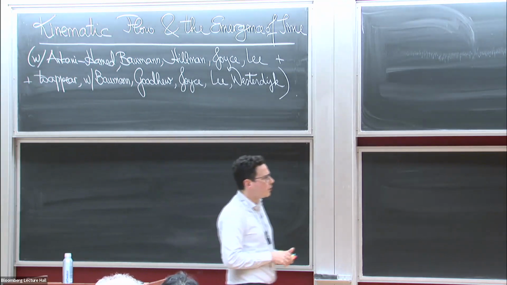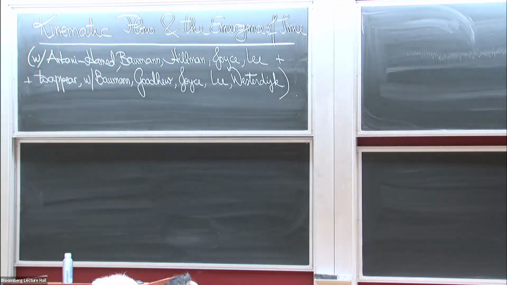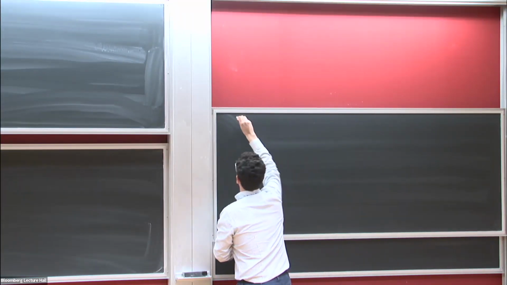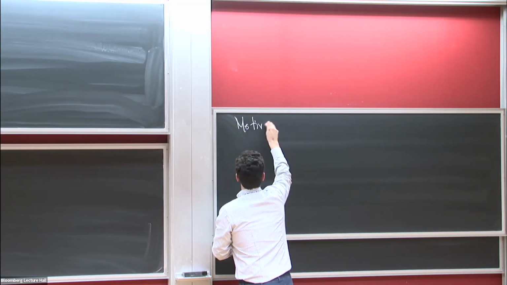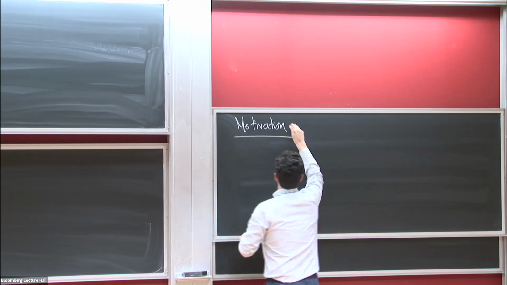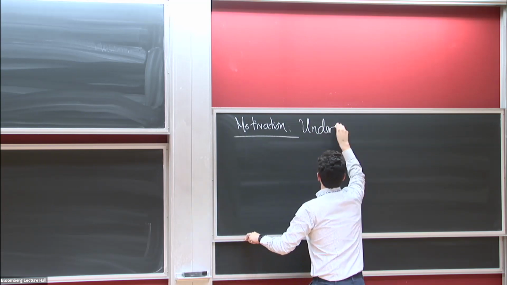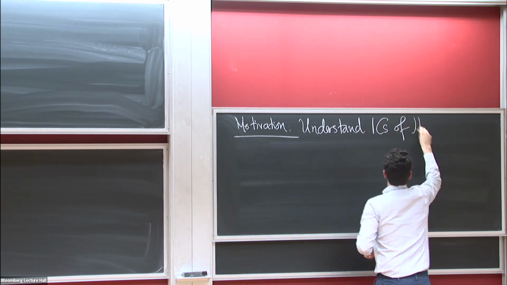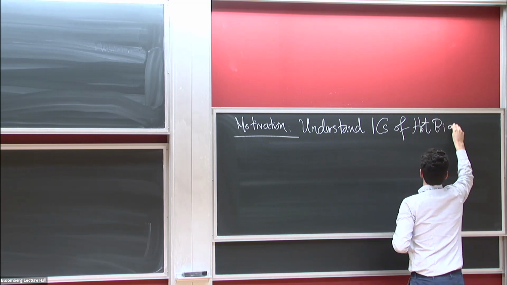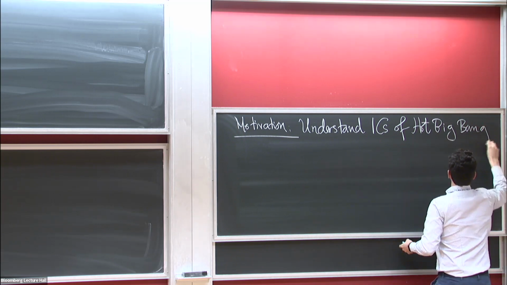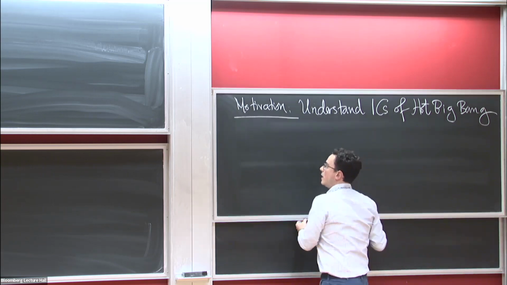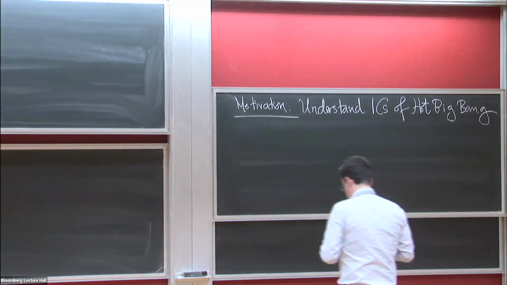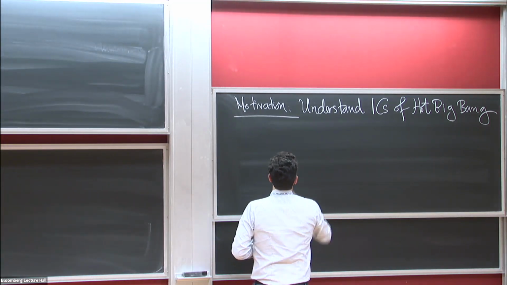So the main motivation for studying these fluctuations is to understand the initial conditions of Big Bang cosmology. And the way we learn about our universe is by studying correlations in the sky. So let me just make a little diagram.